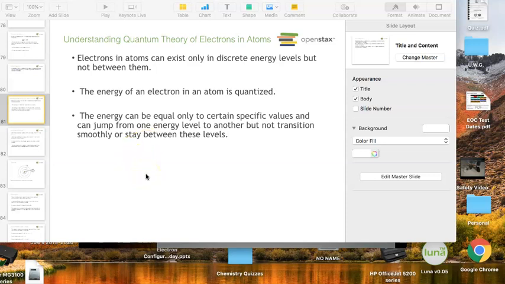All right, so on to quantum mechanics. So we know electrons and atoms can exist only in discrete energy levels, and they cannot exist in between the energy levels. The energy of an electron in an atom is quantized. So the energy can be equal only to certain specific values, and electrons can jump from one energy level to another, but not transition smoothly in between energy levels.